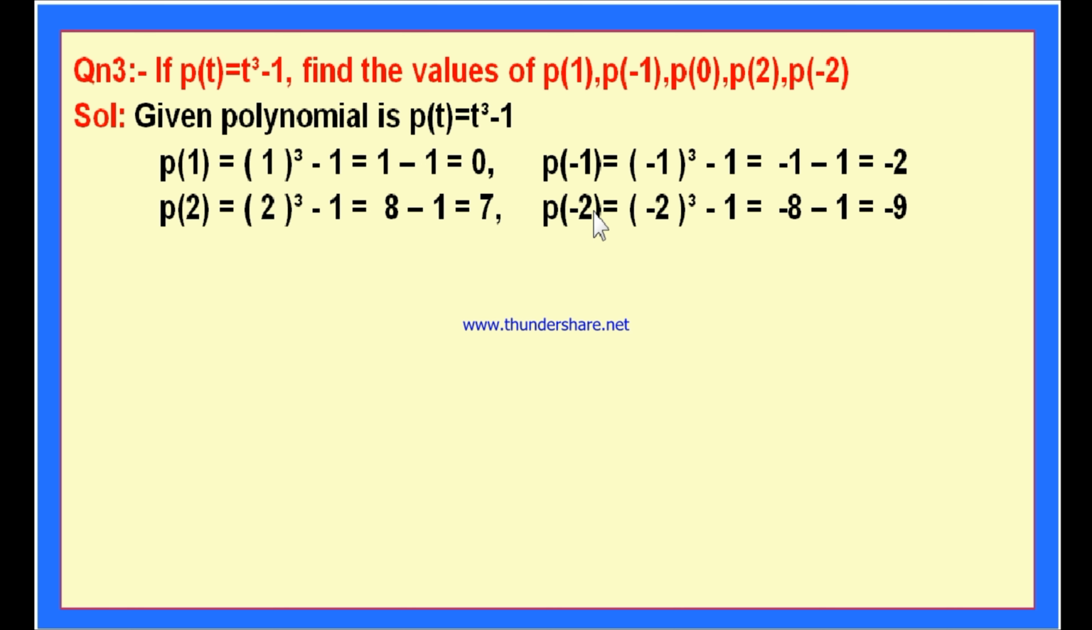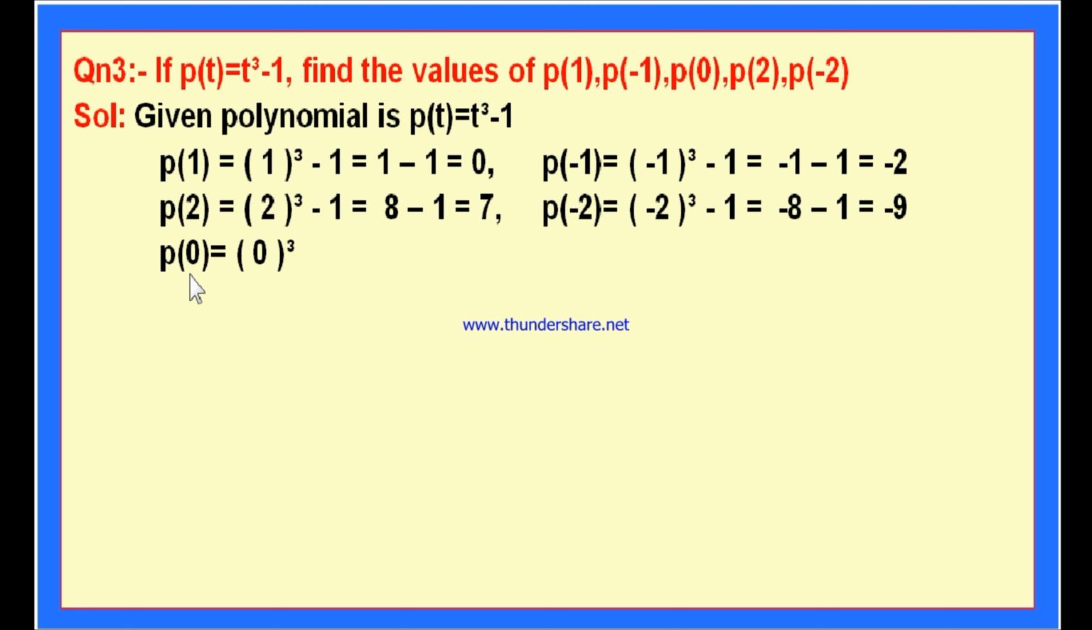Next, p of minus 2. In the place of t now substitute minus 2. Minus 2 whole cube minus 1. Minus 2 whole cube is minus 8, minus 1. Minus 8 minus 1 is minus 9.